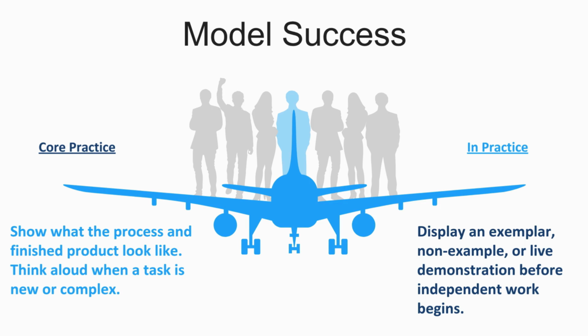So you want to model success. Show what the process and finished product look like. I fell victim to this early on too. I would come up with a lesson plan and I hadn't thought about the end product or had an example or exemplar or a non-example even for students to refer to. It was just like, well, we'll see. You know what I mean? So you definitely want to have something for them to look at to show what a finished product may look like. It doesn't have to be identical, but at least they have an idea of, okay, this is the direction we're trying to go into.